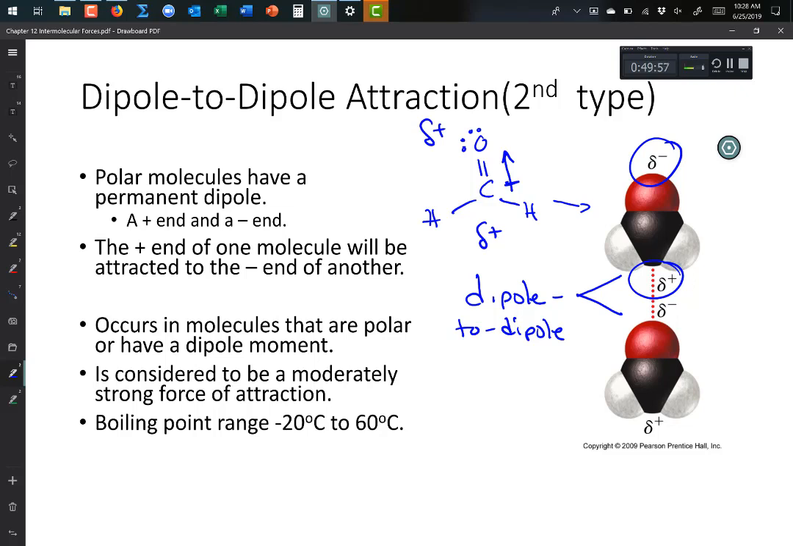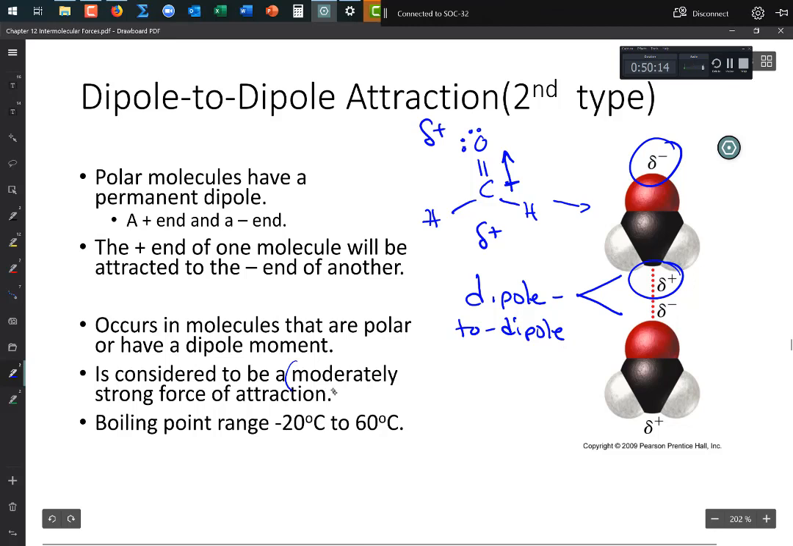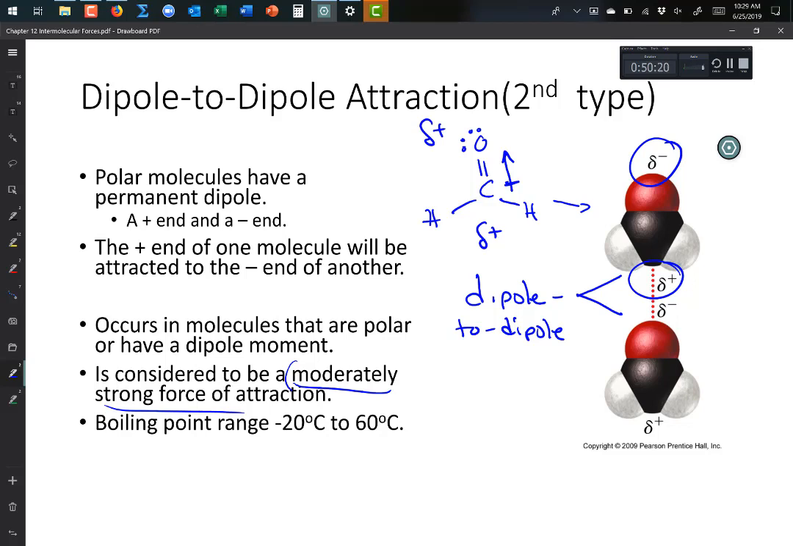Typically things of medium intermolecular weight, in the range of maybe 20 to 30, have boiling points from about -20 to 60 degrees Celsius. So it's a moderately strong intermolecular force as opposed to dipole, induced dipoles, which are considered to be weak.